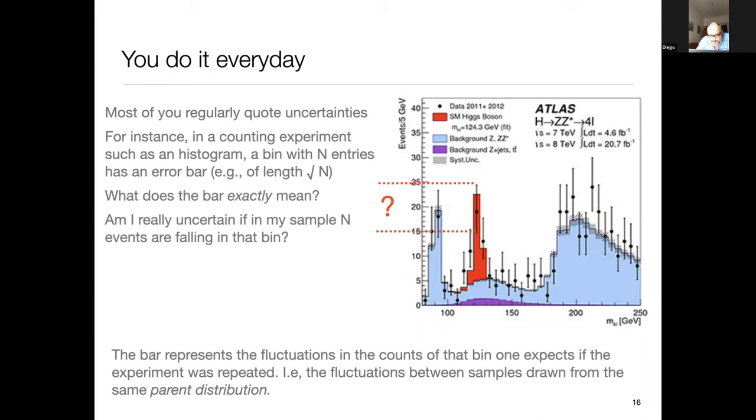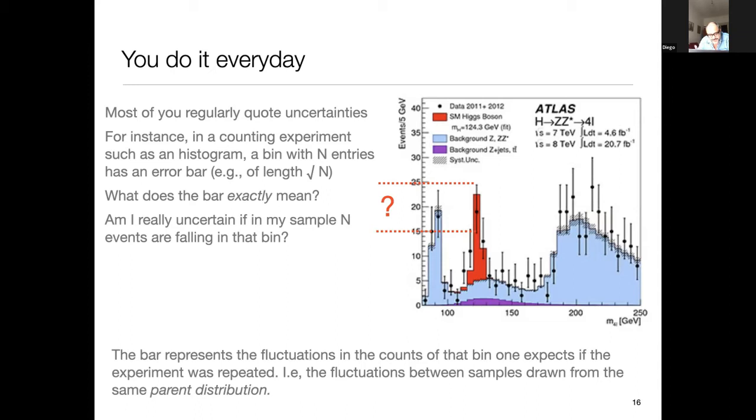So the bar here does not represent the uncertainty of what I observed, because what I observed is pretty sure in this case. But the error bar represents the possible range of values that I could have observed if I were to repeat this experiment various other times. Because the 15 events I observe in my second bin, if I redo the experiment, might not be 15, might be 12, or might be 18, because there are statistical fluctuations.